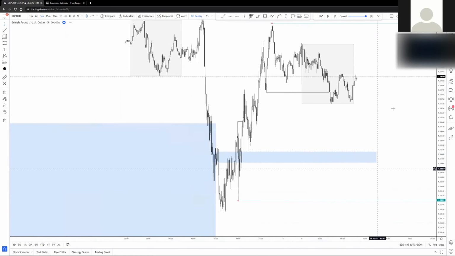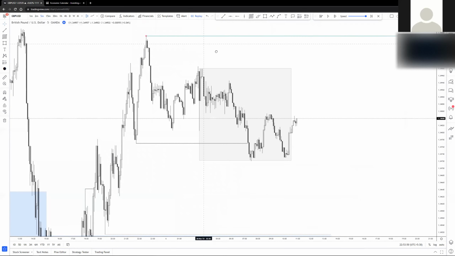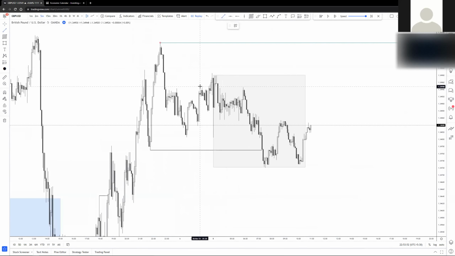But then again, I told you, my favorite setup. You can always hedge it, but safely. Now, can you expect the Asian highs to hold? Yeah, of course. Stop hunt. Minor break right here, and the big break, the major break right here.